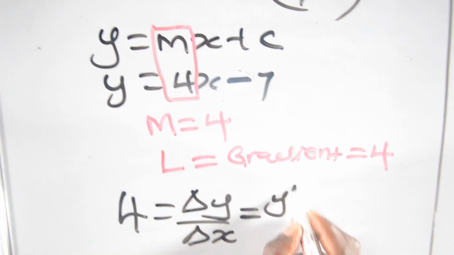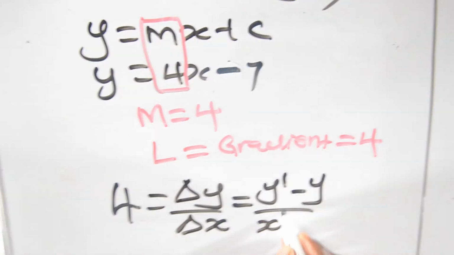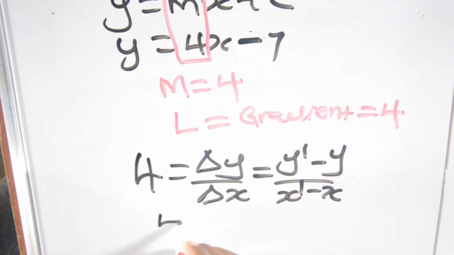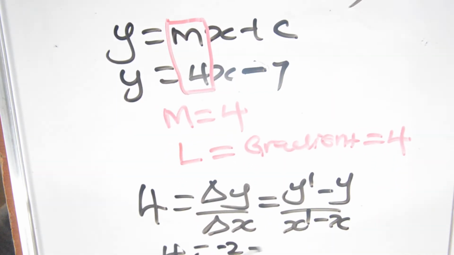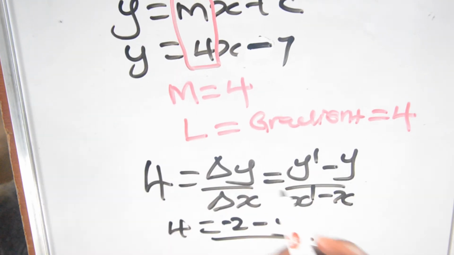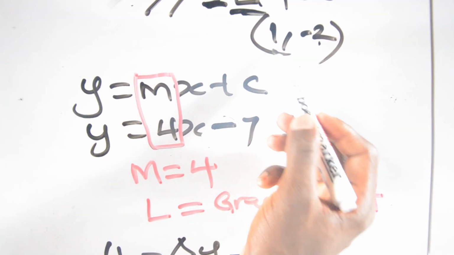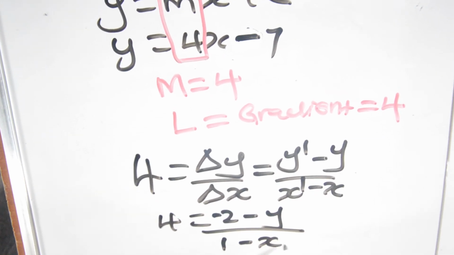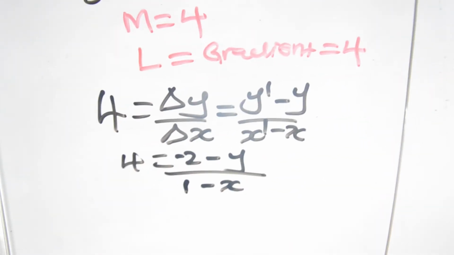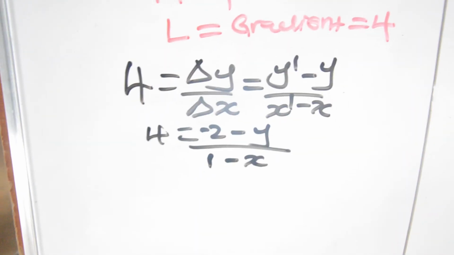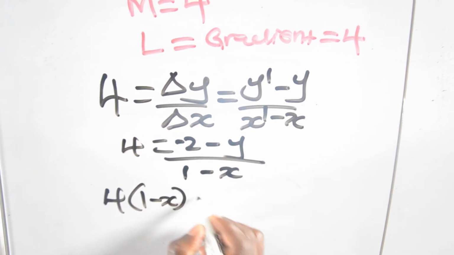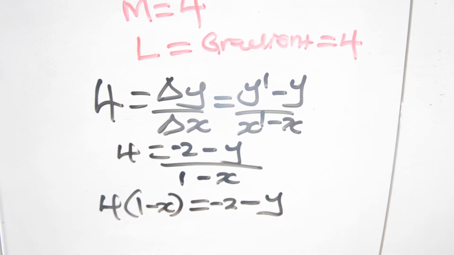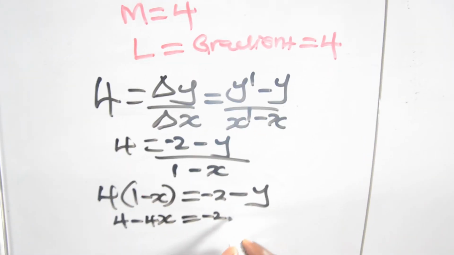But change in y over change in x is equals to y1 minus y over x1 minus x. So this will give us 4 is equals to what? Here negative 2 minus y, since we don't know the other point, and then the other point is 1 here, so this will give us 1 minus x. First you remove the denominator by multiplying both sides by 1 minus x. So it will be 4 into 1 minus x is equals to negative 2 minus y. When you open the bracket, it will be 4 minus 4x is equals to minus 2 minus y.